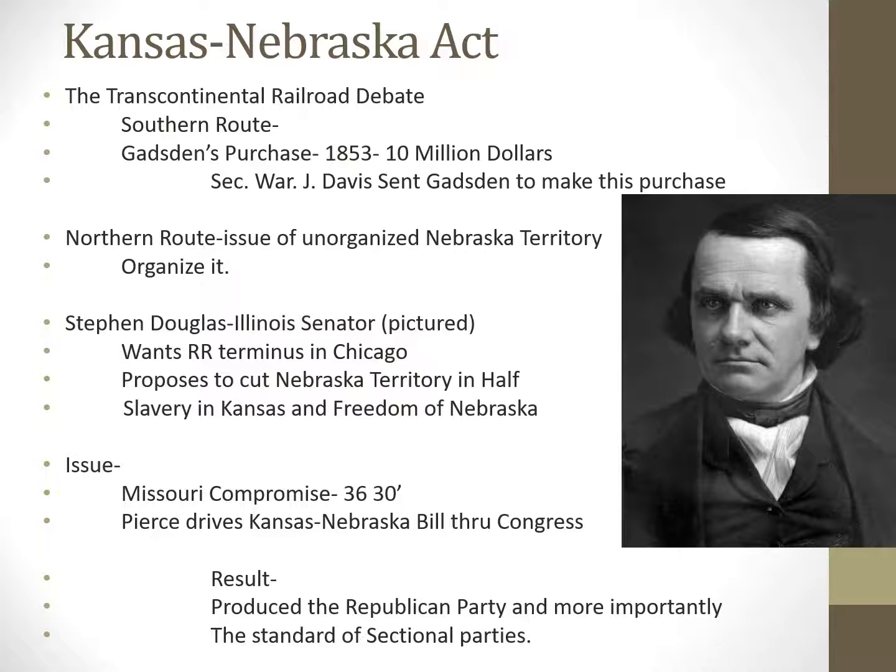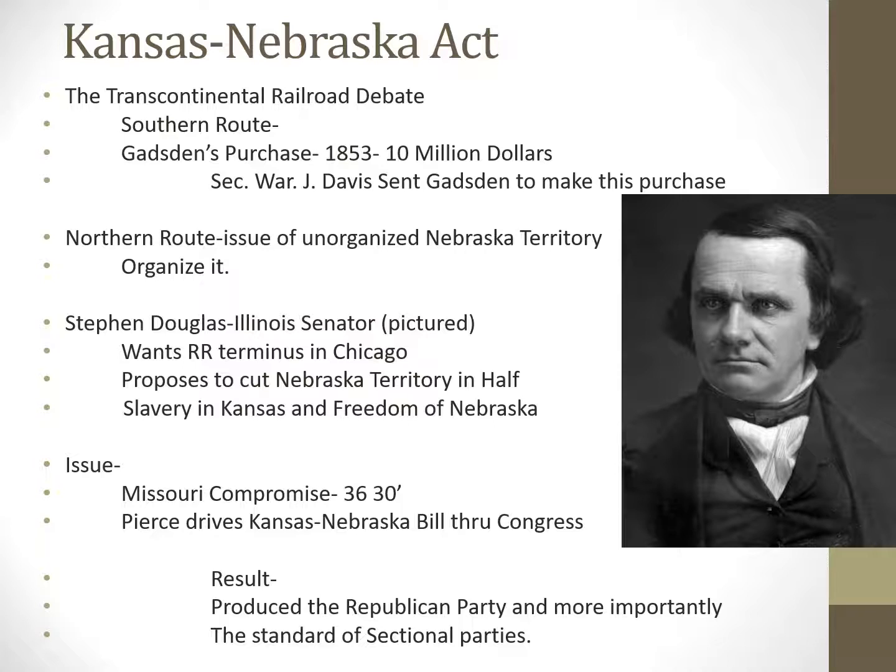The southern route was probably the most feasible. It was the easiest to go over. It was, in some cases, the most organized. There was the least amount of unorganized territory in the southern route. The Gadsden Purchase is the very bottom portion of Arizona. It's a small area of open land. It's desert. It's nothing of great value. But it was purchased, and actually Secretary of War Jefferson Davis, yes, the future Confederate president, was the one sent to purchase the Gadsden Purchase from Mexico in 1853.